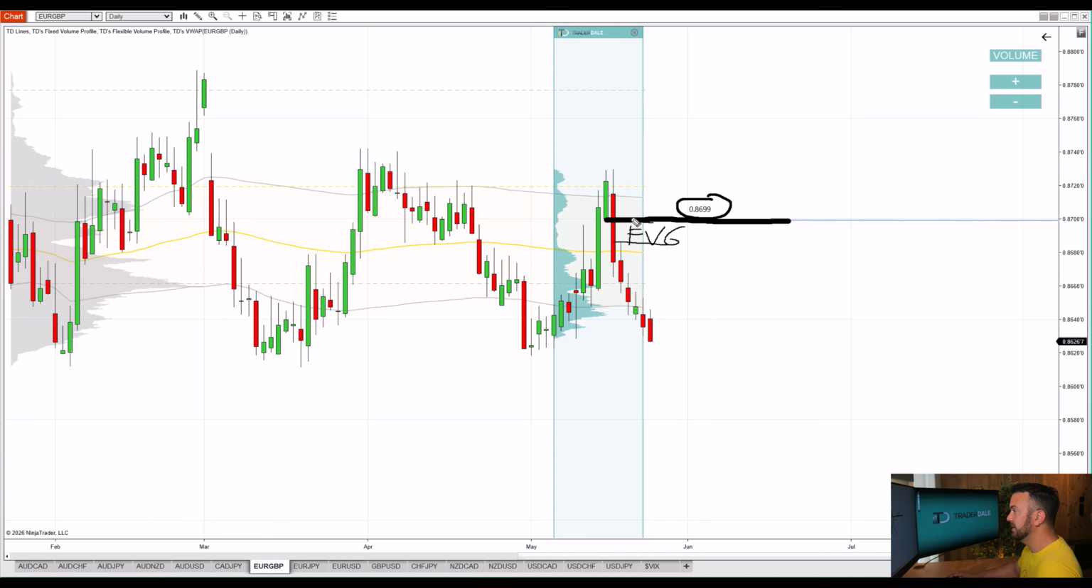The beginning is in here, and what I want to do is I want to go short from there. So wait for pullback when the price hits this level, the beginning of the fair value gap as well as the beginning of this heavy volume zone, then go short from there.